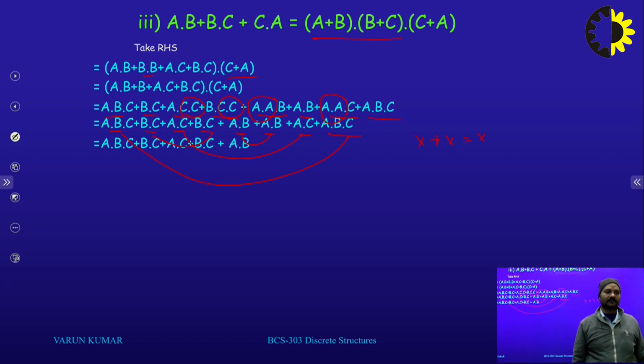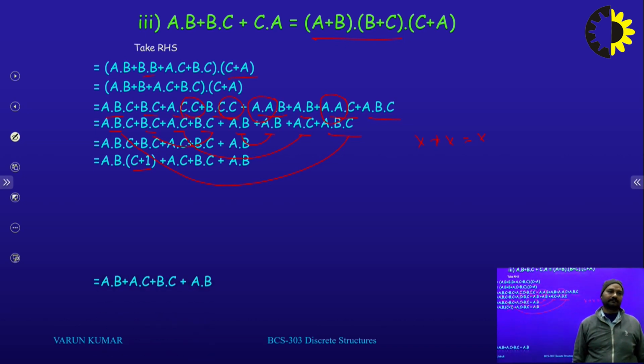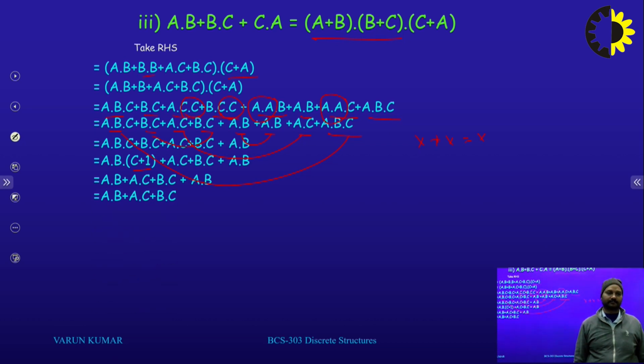Then we take AB as common. Then what we will get? C + 1. C + 1 becomes 1, and 1.A.B becomes AB. So what is the result? The result is AB + AC + BC, which is the left hand side. So hence proved.